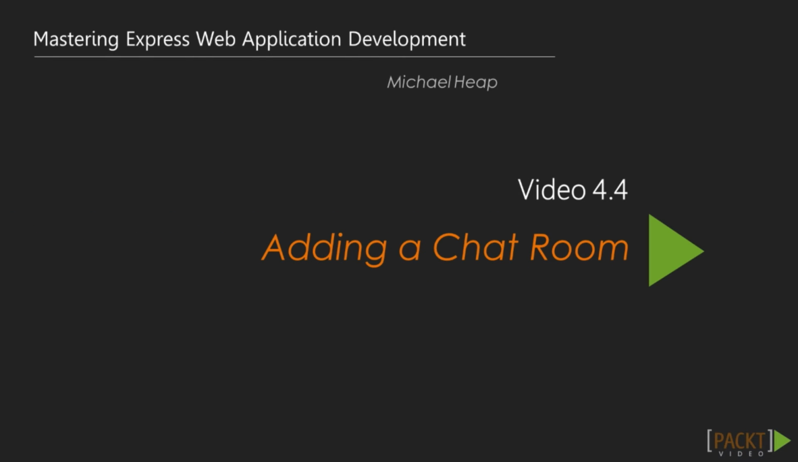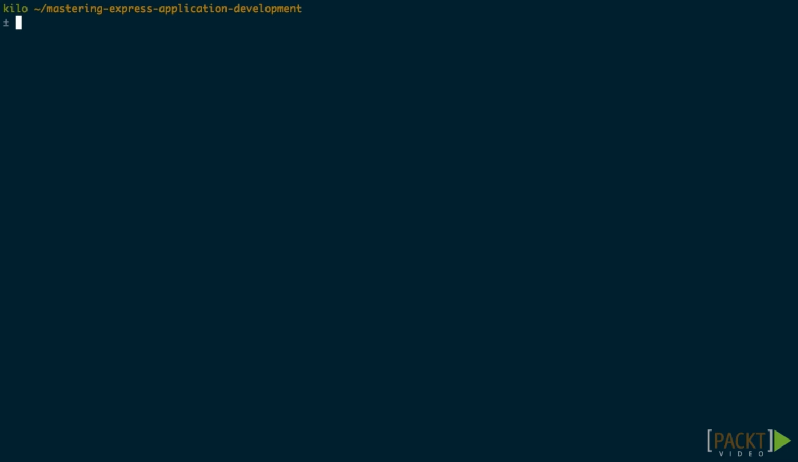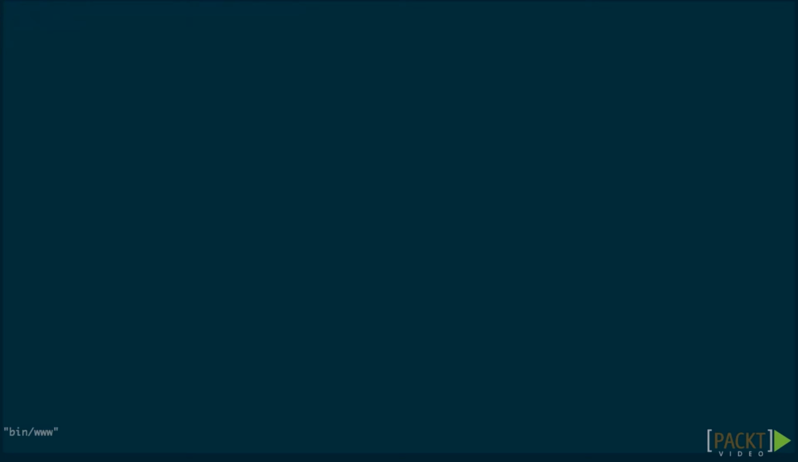Welcome to the final video of section 4, adding a chat room. In this video, we'll be building on top of all the things we've learned so far in this section. We're going to be building on top of our chat system from the last time to create a public chat room. We're going to look at adding people to multiple rooms so that we can support private and public chats.